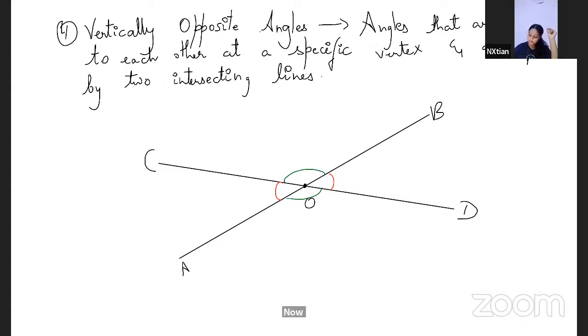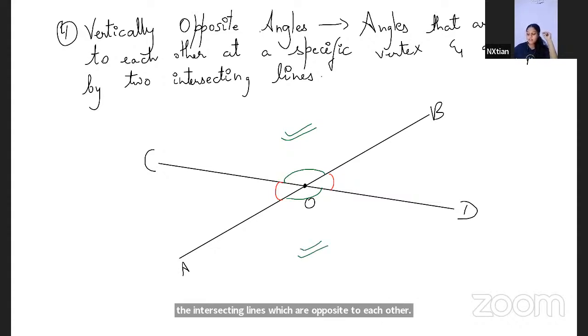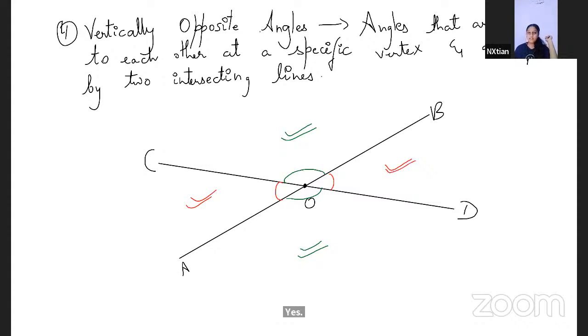See, this angle, the top one, and the bottom one, and this side one and this side one. AOD and COB, and AOC and BOD are vertically opposite angles.